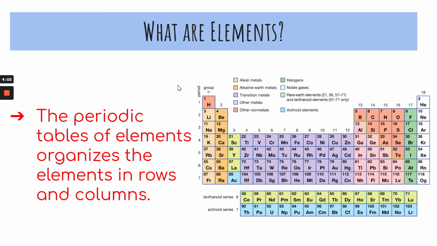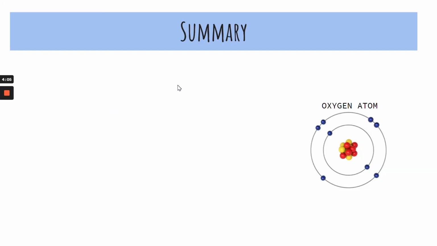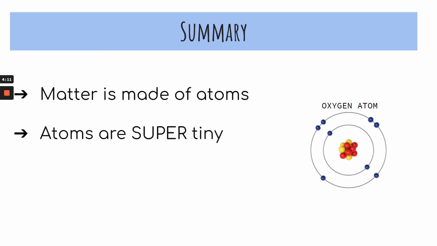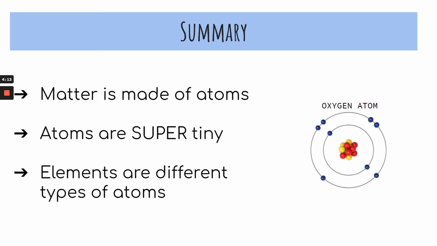Okay, to summarize, matter is made of atoms. Those atoms are super tiny, and elements are different types of atoms.